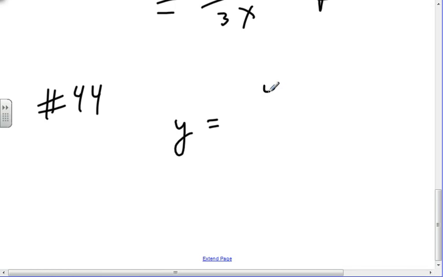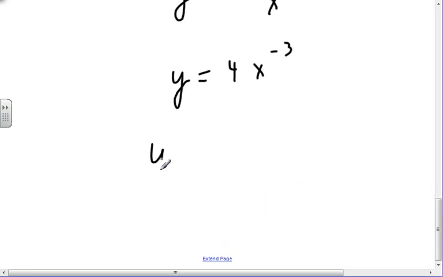y is equal to 4 over x cubed. Now, we wouldn't leave it like that. We'd say y is equal to 4x to the minus 3. And then we'd say y prime is minus 12x to the minus 4. And we would be all done. But I don't have a rule for taking a derivative if it's in the denominator. I'll have a rule later on. I just don't have a rule now. So I'd have to change it to a negative exponent in order to follow the rules that I have.